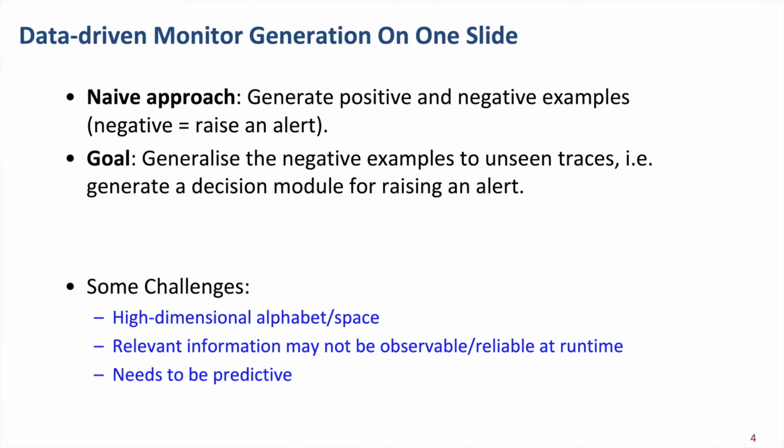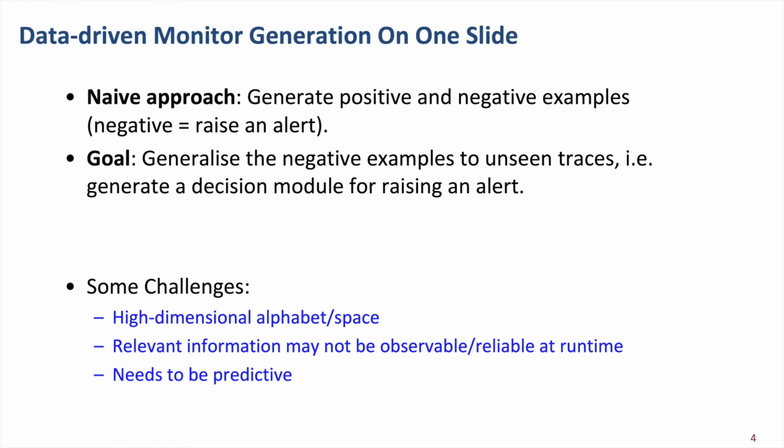We obtain by adequate sampling positive and negative examples, where a negative example is a trace of observations where at the end one wants to raise an alert. And the goal of the monitor generation is then to generalize these negative examples to also include unseen traces. That is, you want to generate this decision module that sees a trace and then decides to raise an alert or not. And this task is not easy.